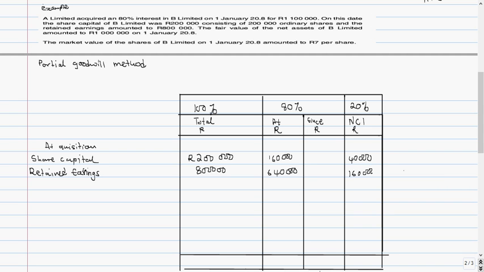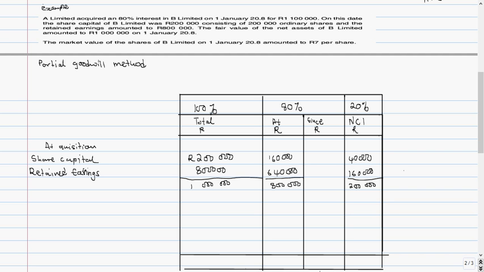Okay, now at this stage we need to get our totals. So the total there is 200,000, and here we have 800,000. Then 200 plus 800, that's a million. Now we say this is the value of what was acquired.